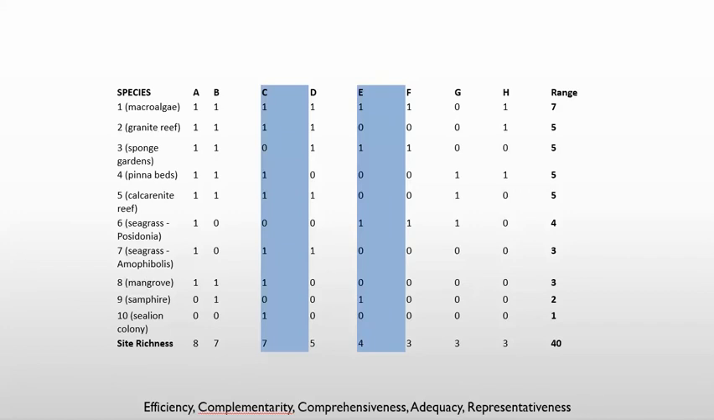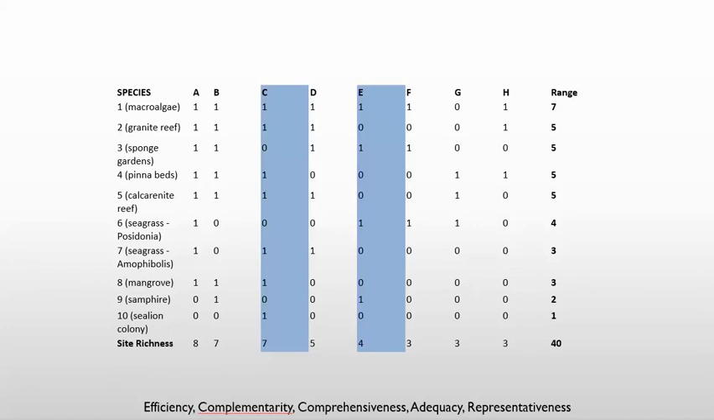And so MARXAN works on trying to achieve efficiency. In other words, you want to collect things into a reserve system that allows you to take the fewest number of elements to meet your objectives. Focus on complementarity. Think about how distributions of things are distributed across sites so as to not be redundant.